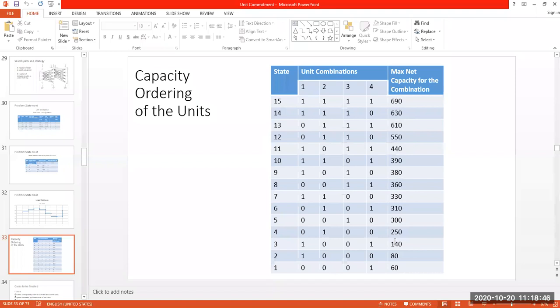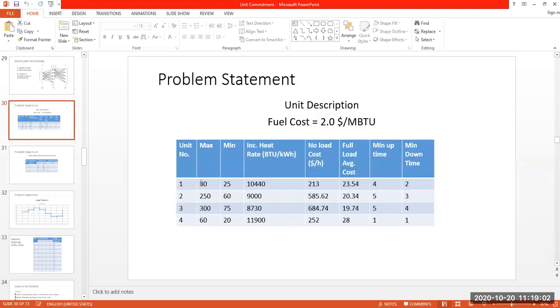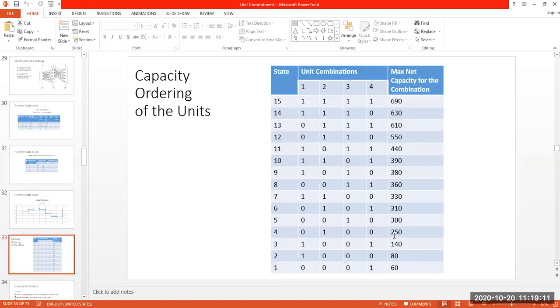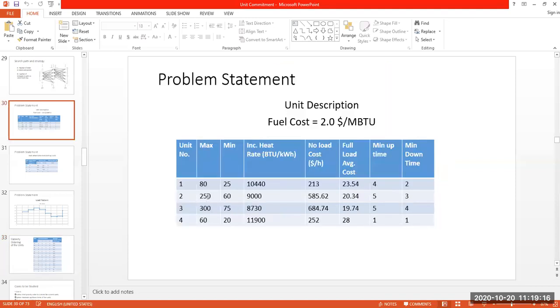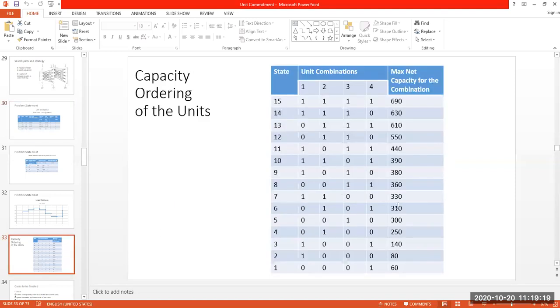So the first one is 0001. Unit number 4 has the least capacity, 60, so that's why it is kept first. If only unit number 1 is on, it is 80. So after 60, you get 80. This is the maximum capacity. Then 140: that is units 1 and 4. Then 250: unit number 2 can alone supply 250, and so on. You get the point? How do you shuffle them? Just keep an eye on this value.